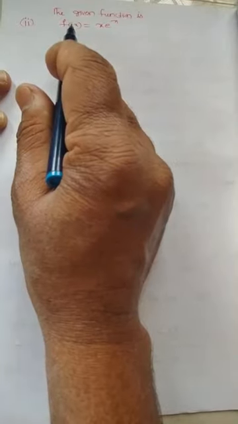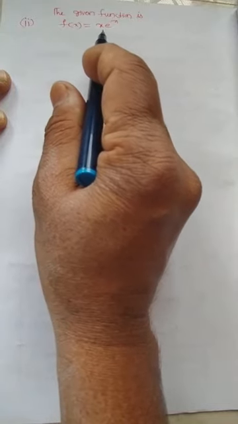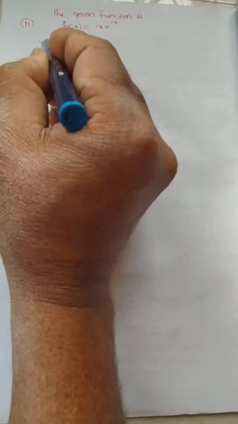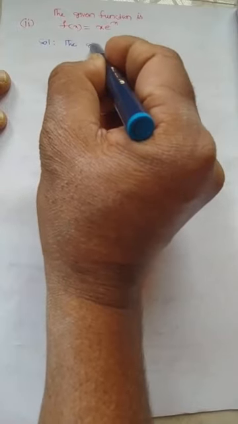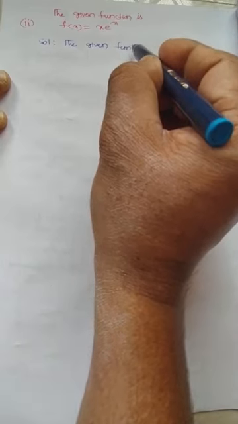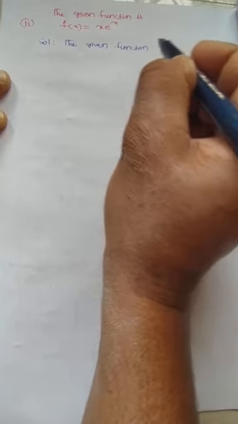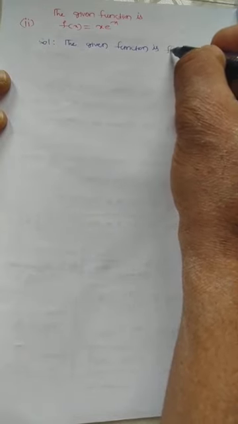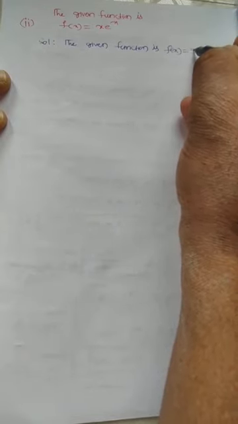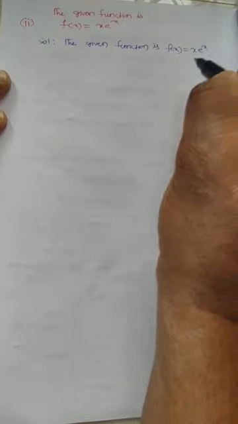Now the second problem. What is our function? f of x is equal to x e power x. Now in the solution, the given function is f of x is equal to x e power x.